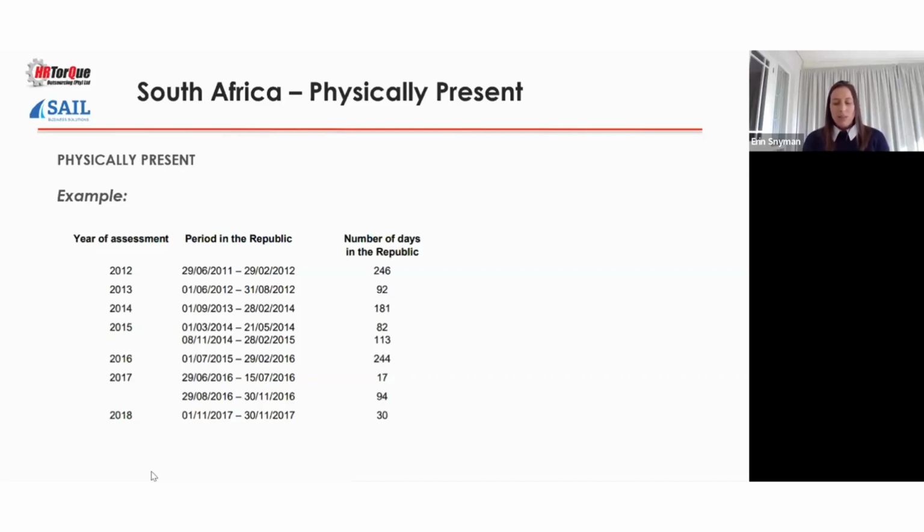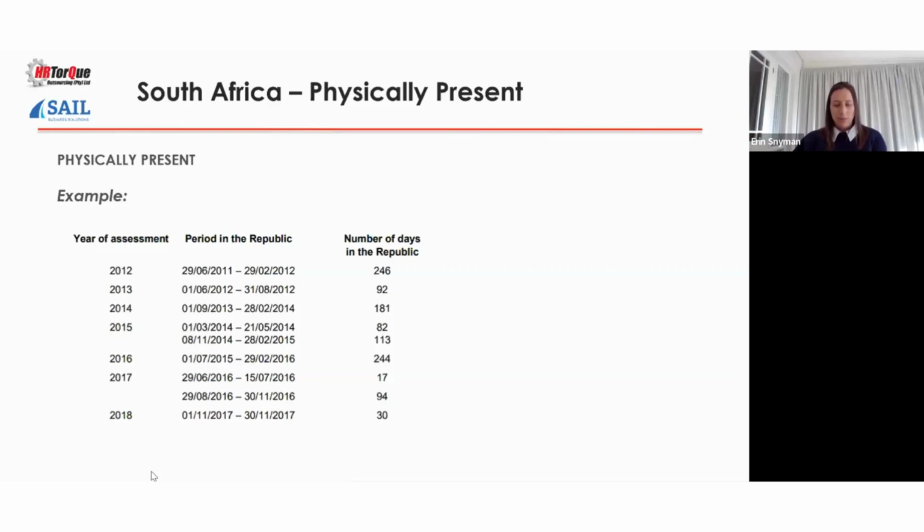She was physically present for more than 91 days in each of the 5 prior years. If we look at the first line there, 2012, we can see she was in SA for 246 days. In 2013, she was in South Africa for 92 days. In 2014, she was in South Africa for 181 days. In 2015, we're going to add those two figures together because that's for the year of assessment. So we've got the 82 and 113 days. So that is 195 days. So she's ticking the box there. And in 2016, she was in South Africa for 244 days. Right. So we've assessed point 2 and we meet that point. Now what we need to do is ensure that she's meeting the 915-day aggregate test for the previous 5 years. And if we add all of those figures together, we get 958 days.